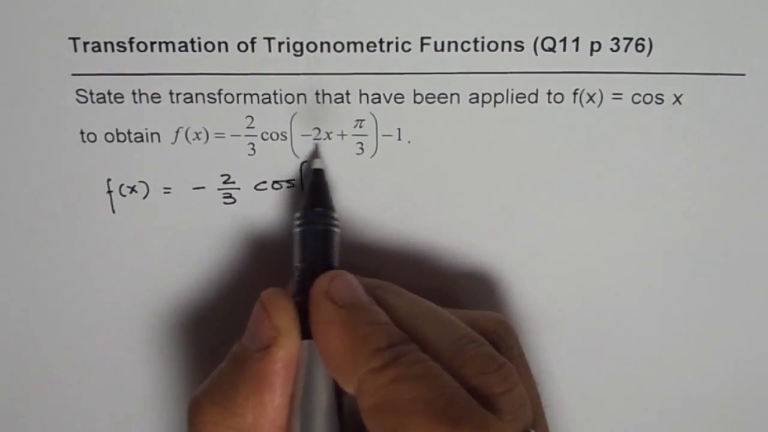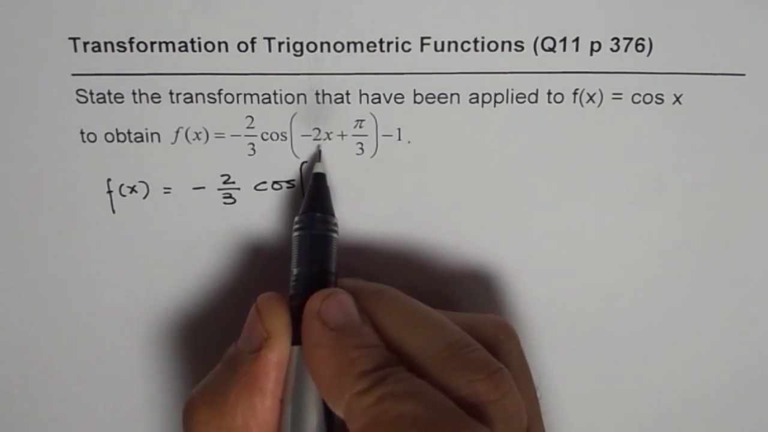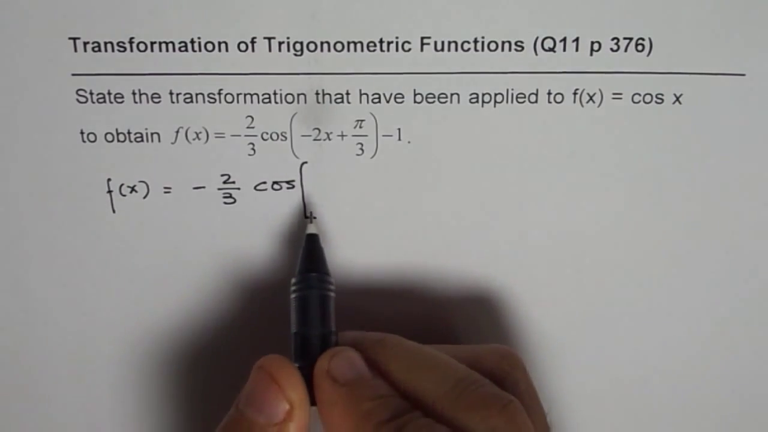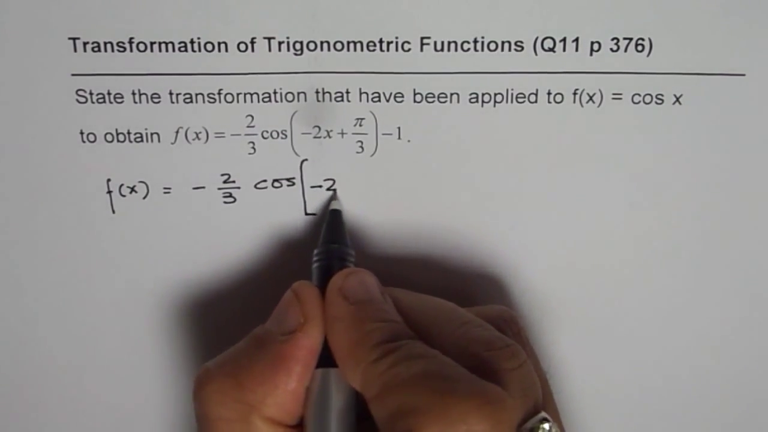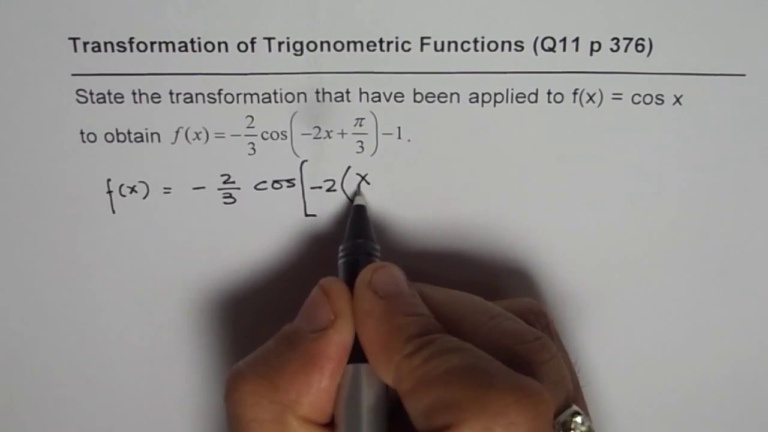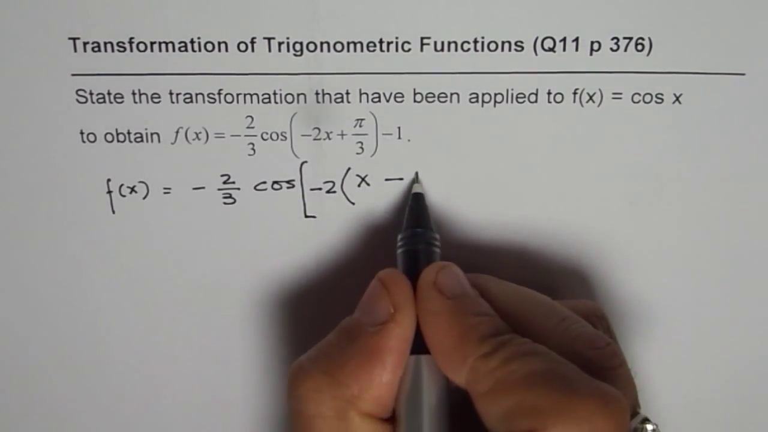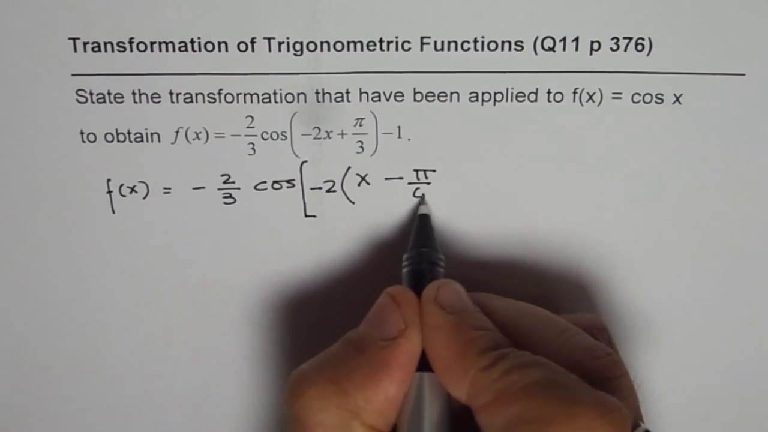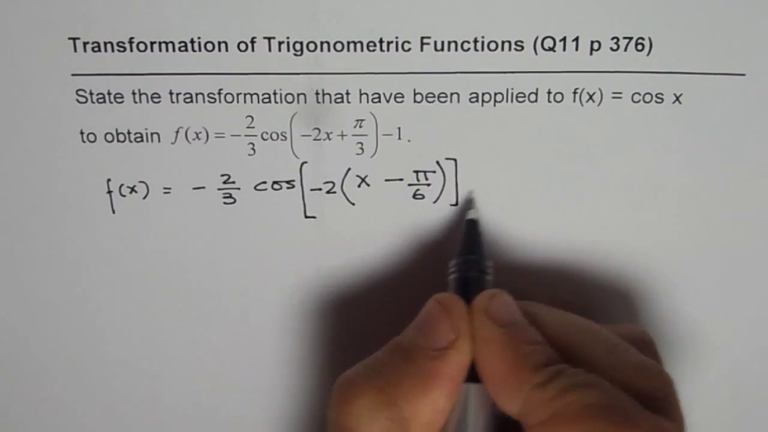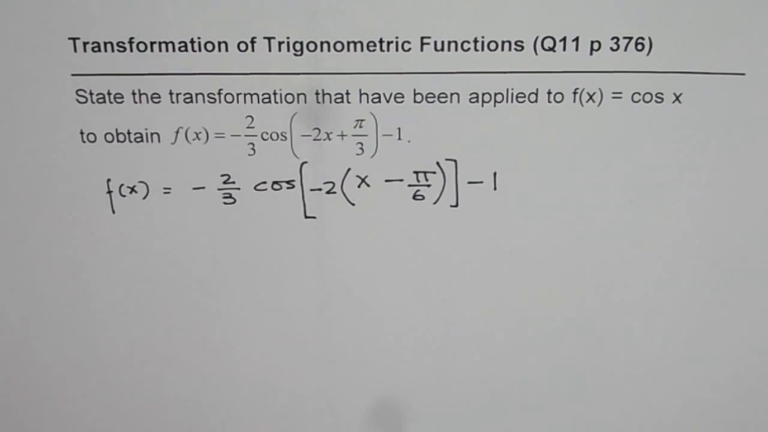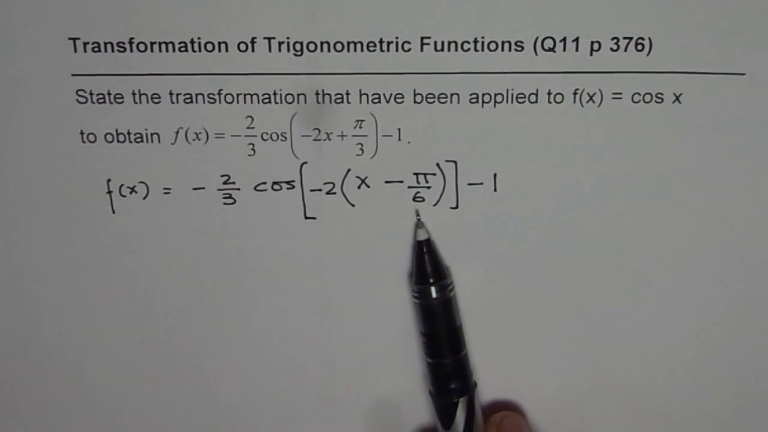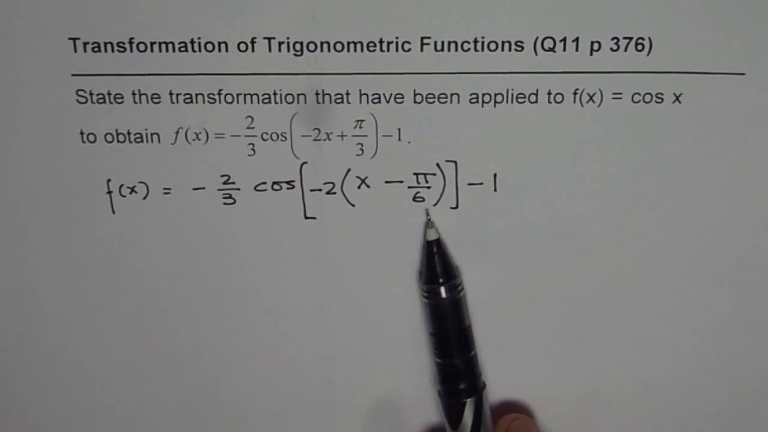Minus 2 is the coefficient for x, which should be factored. So we get minus 2 here, and then we're left with x. When you divide π/3 by minus 2, you get minus π/6. And I hope now you understand why you were not getting the right answer. So this clearly gives you the correct phase shift, which is π/6 units to the right.